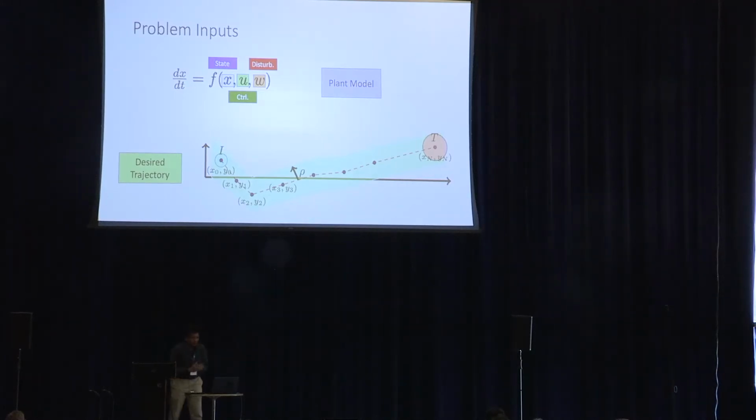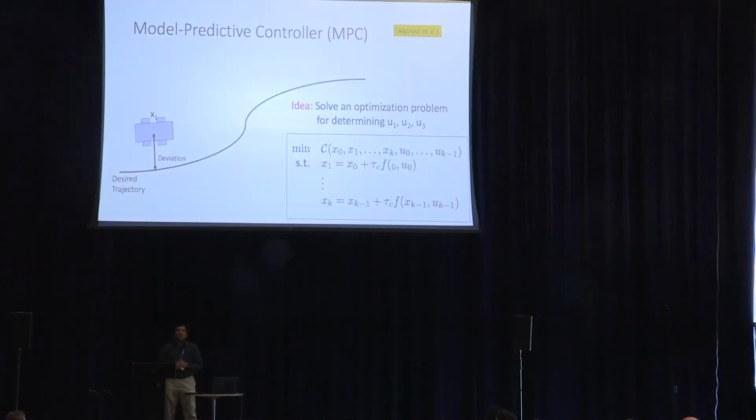Okay, so that's the overall specification. We could write it out in temporal logic, but there is no need. It's simple enough to show it in a picture. And let me get to the next component, which is the model predictive controller.